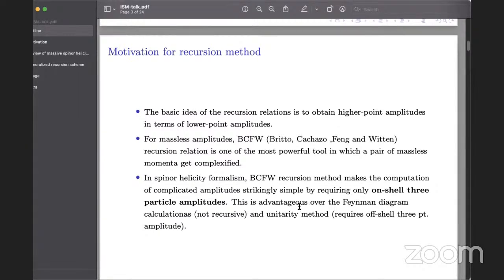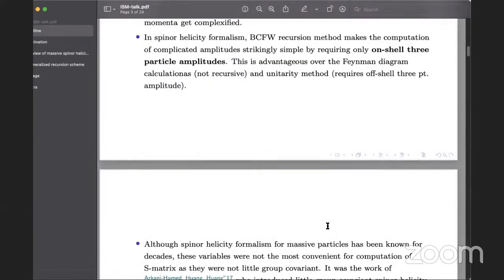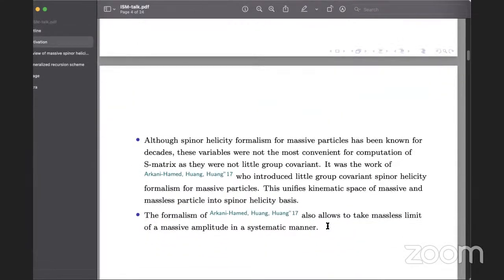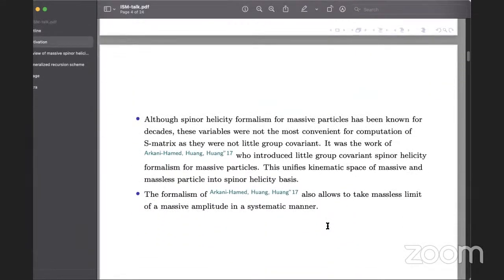This is advantageous over the usual Feynman diagram techniques, which is not recursive, and unitarity methods, which require manifestly off-shell 3-point amplitudes. Although the spinor helicity formalism for massive particles has been known for decades, those variables are not the most convenient for computation of the S matrix, as they were not little group covariant.